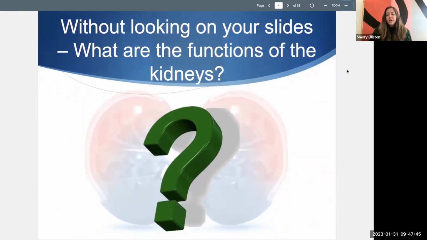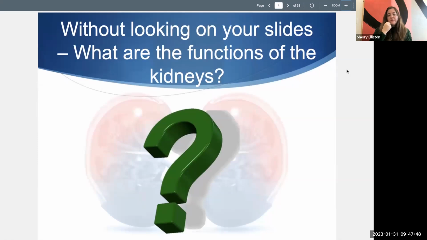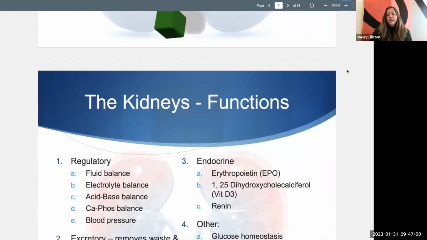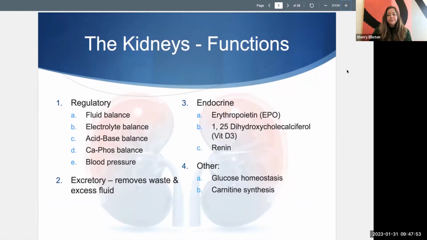So we talked about the functions of the kidneys already briefly. Let's go through them a little more in detail. Our kidneys have 4 main classes of functions: regulatory, excretory, endocrine, and other. In regulatory, our kidneys are helping us balance fluid and electrolytes. They are helping with acid-base balance, calcium and phosphorus, and this is where the MNT application comes into play, and blood pressure regulation.